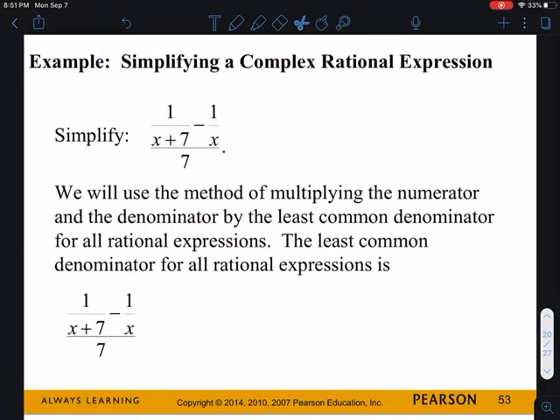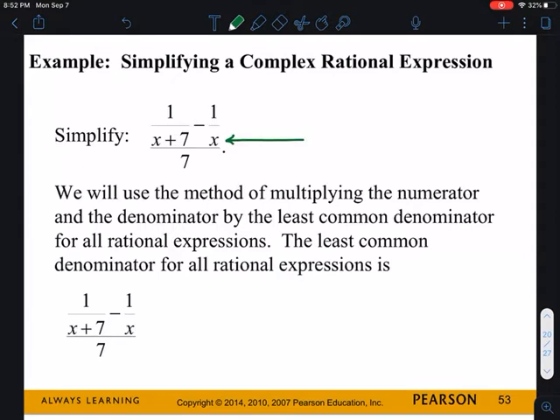All right, so for example, they want us to simplify. On the top of that fraction bar, we have a 1 over x plus 7, and then we're taking away 1 over x, and that whole thing is being divided by 7. It says we will use the method of multiplying the numerator and denominator by the least common denominator for all rational expressions. We're pretty much looking at the denominators of the numerator, if that makes sense. We're looking at that x plus 7 and that x. That's what we really need to get rid of.